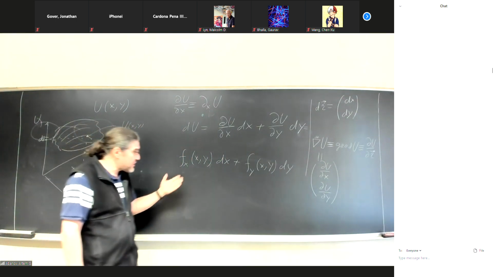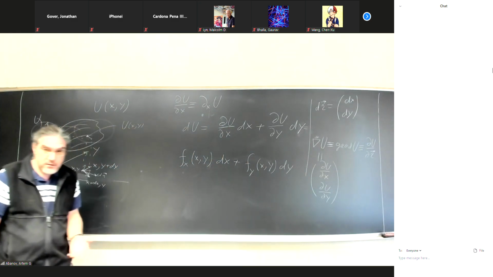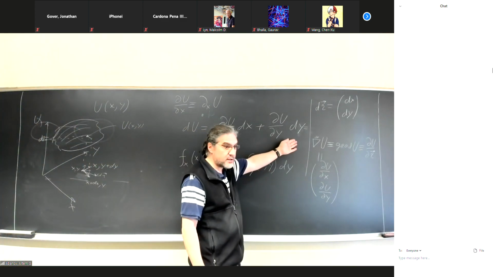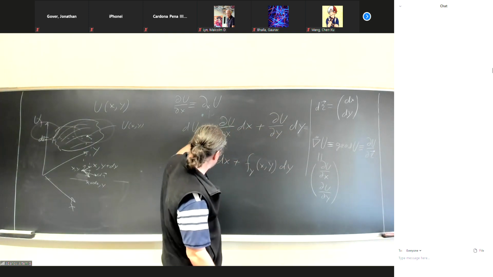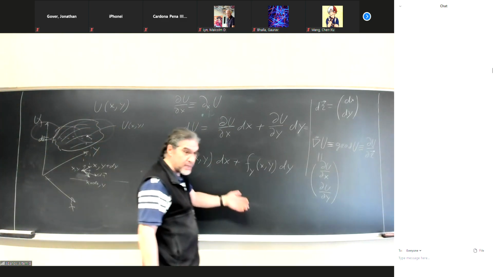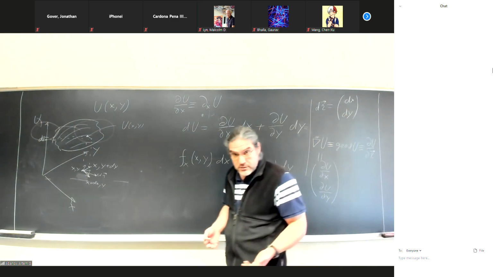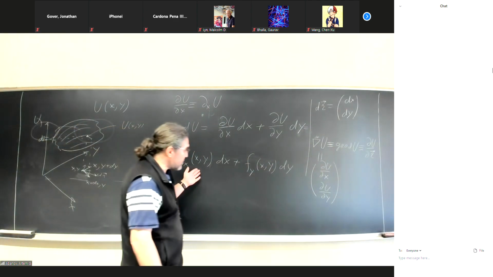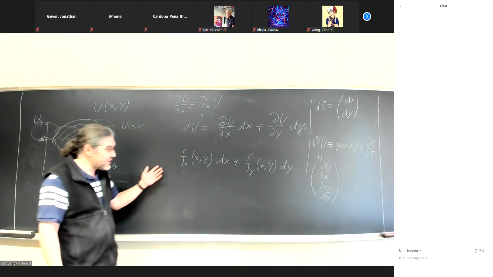Obviously, for some choices of fx and fy, it will. Because what's written here is exactly what's written here. I just denoted this function by this one, and denoted this function by this one. So obviously, for some choices of fx and fy, it will be a full differential. But not for all choices. So there is a special condition which those two functions must satisfy in order for this to be a full differential.